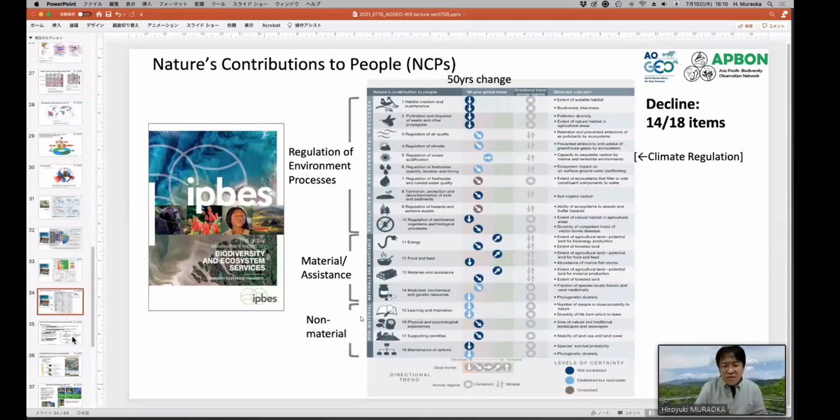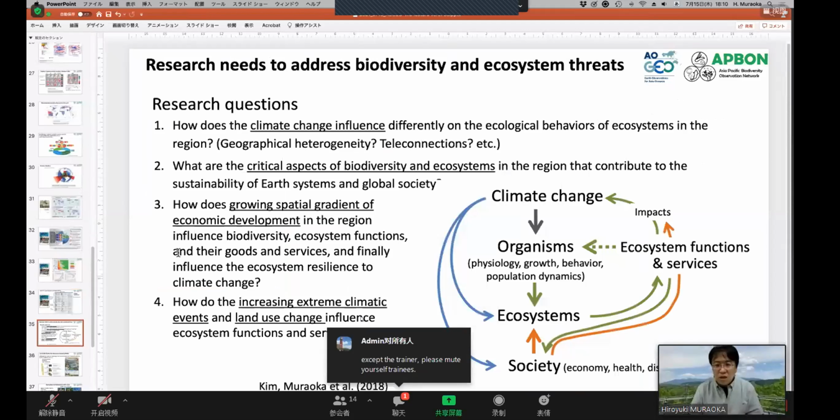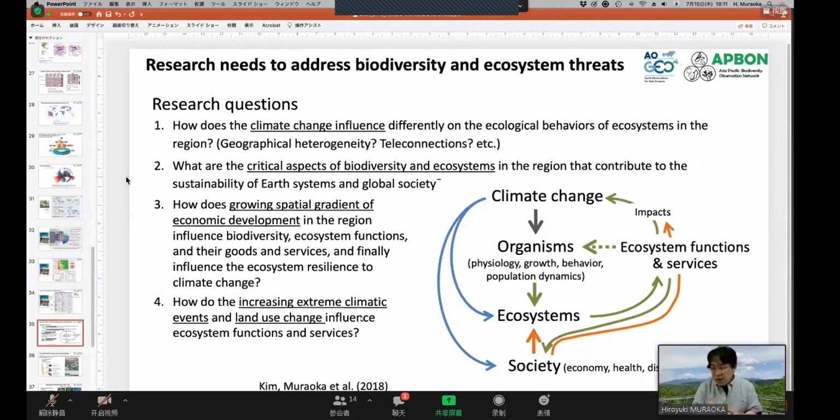So we have research questions in our region. First, how does climate change influence the ecosystems in the world? And also, we know that we have heterogeneity in our region. What are the critical aspects of biodiversity and ecosystems in our region that contribute to the sustainability of the Earth system and also our society?